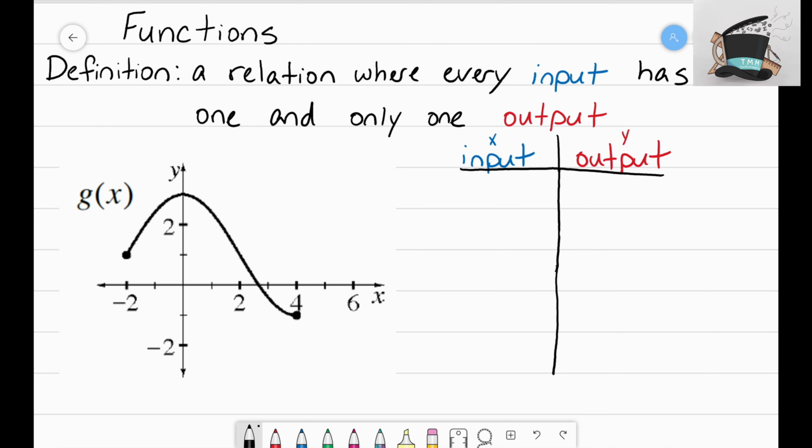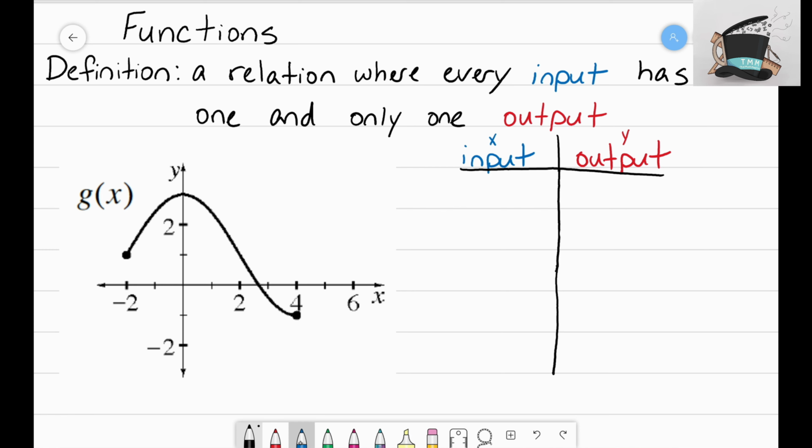And in this video, I'd like for us to look at a new graph and determine whether or not it is a function. So we have this graph here, it's kind of like a curve, and it's called g of x. And what I want to do, just like I did in the previous video, is make a table of my inputs and my outputs and see whether or not it's a function.